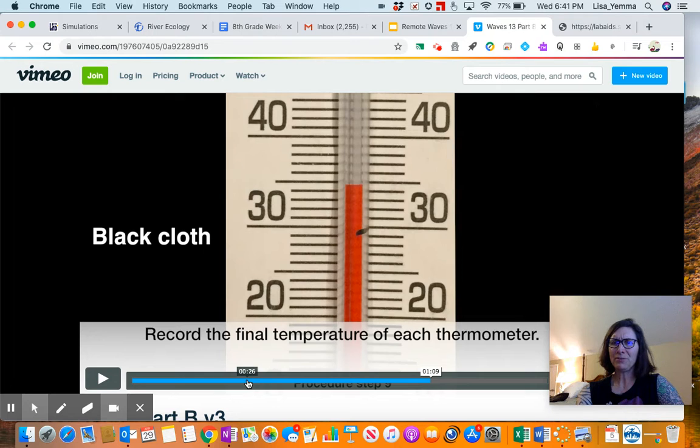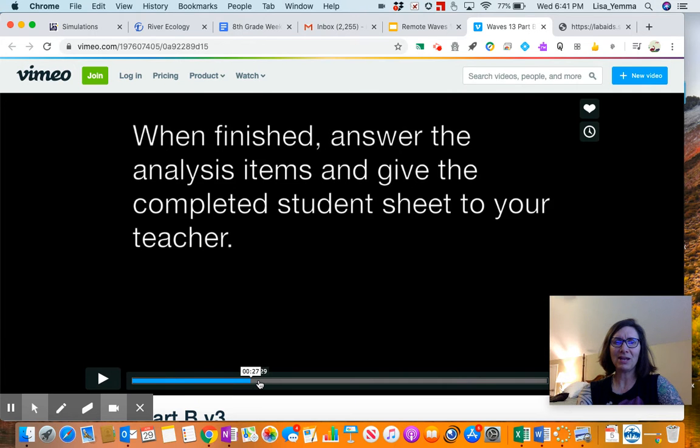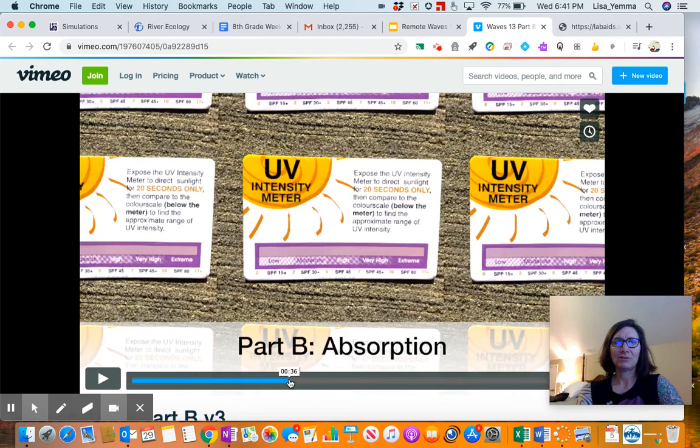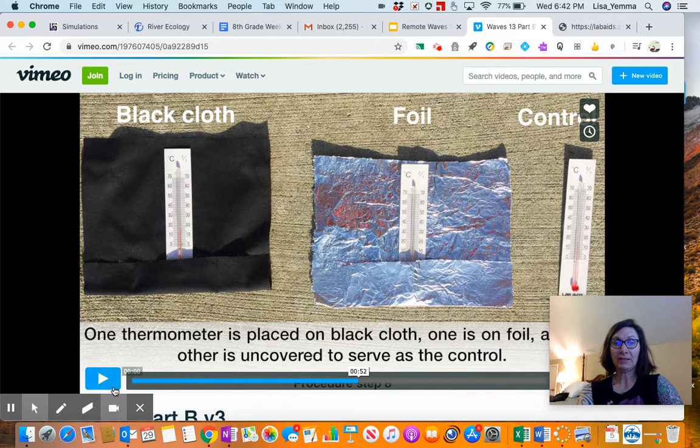Did we get the initial temperature? All of a sudden I'm like, hey, wait, maybe I didn't rewind the tape, but I think I did, right? Did we get initial temperature? Make sure you've had a chance to record initial temperature. Now we'll get to see what the final temperatures were after 5 minutes of collecting data.